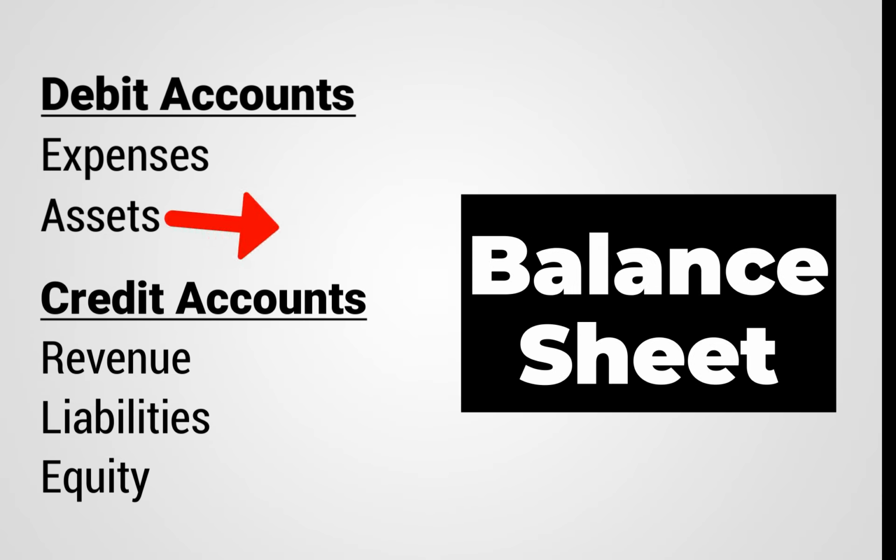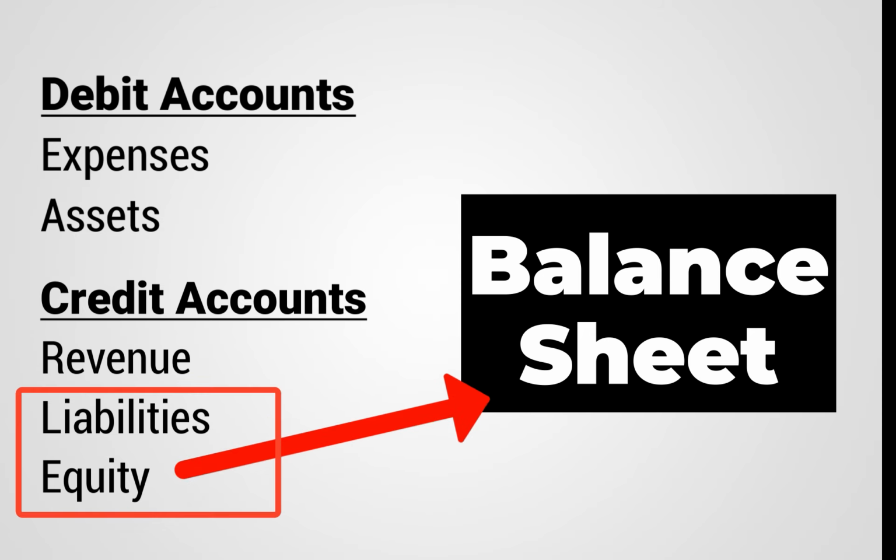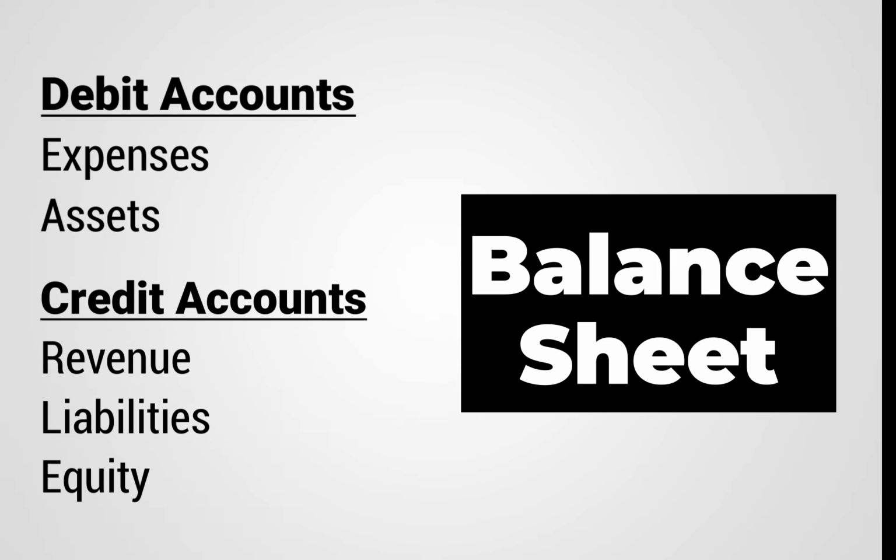And then you've got two more credit accounts that we've talked about. They're also going to be on the balance sheet: liabilities and equity. Now, your assets equal your liabilities and equity. It's a balancing equation. If you'll notice, the debits have to equal the credits. Your debit balances are assets, and your credit balances are liabilities and equity.